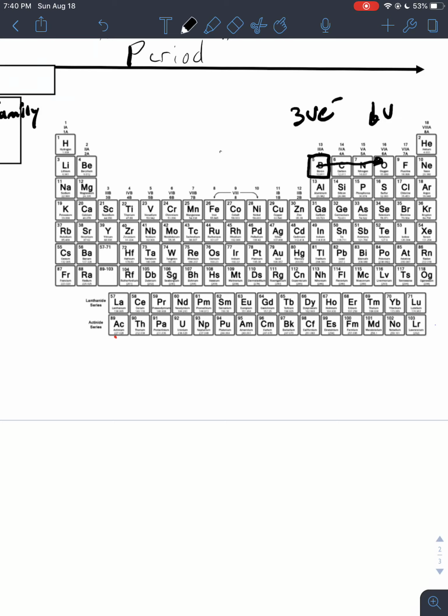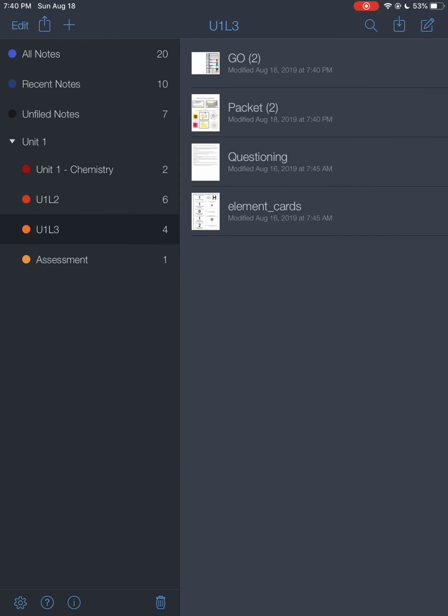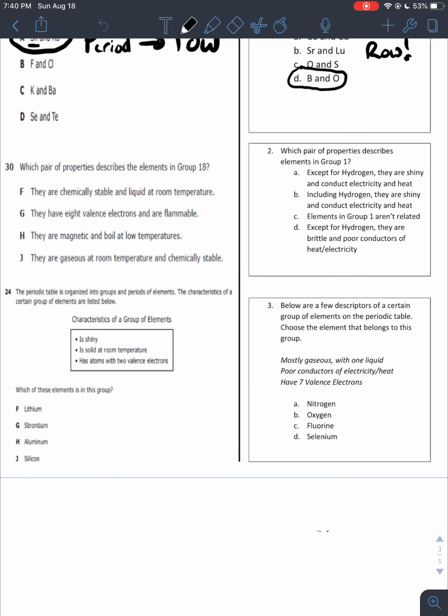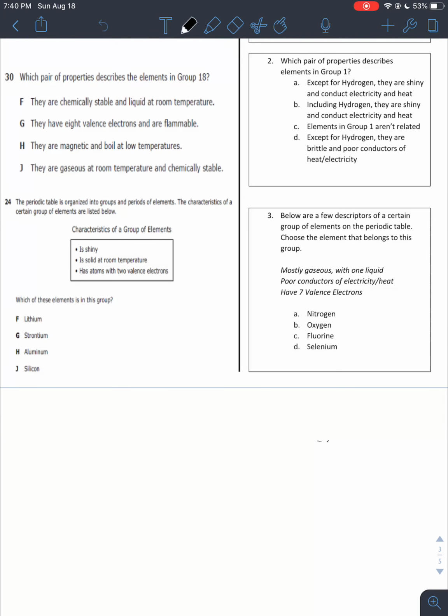So there, our answer was D, which said boron and oxygen are in the same period. Key thing to understanding there is knowing what a period means. Period means row, family or group means column, okay? Next up, which pair of properties describes the elements in group 18?